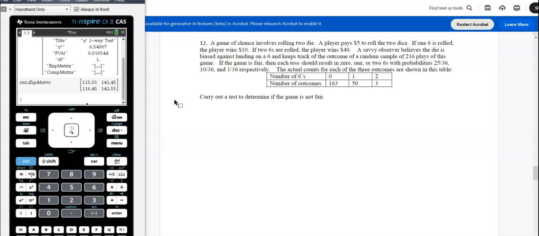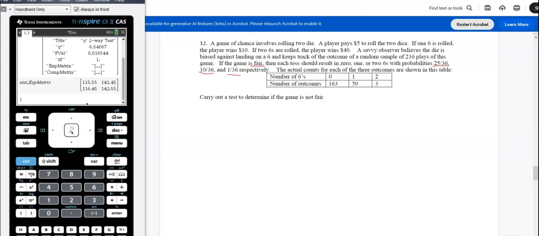If the game is fair, then each toss should result in 0, 1, or 2 6s with probability of 25 out of 36, 10 out of 36, or 1 out of 36. The actual counts for each of these 3 outcomes is shown in the table below. Carry out a test to determine if the game is not fair. So first of all, I guess these are the expected counts. If the game is fair, we would expect these counts, right? So we had the observed counts. We have the ratios. Those are not actually the expected counts. So we have to figure out the expected counts when we do this.